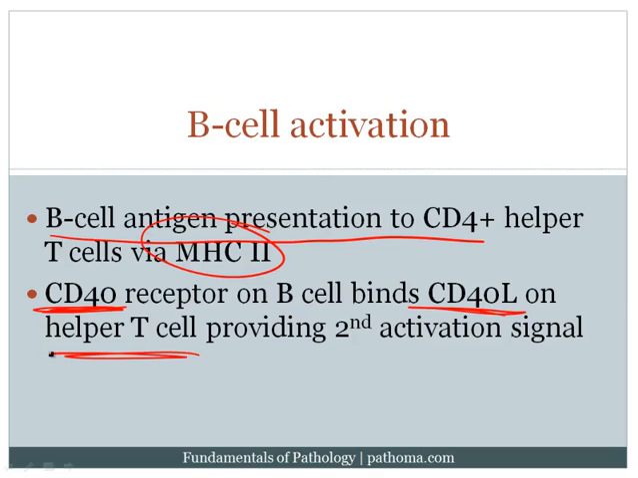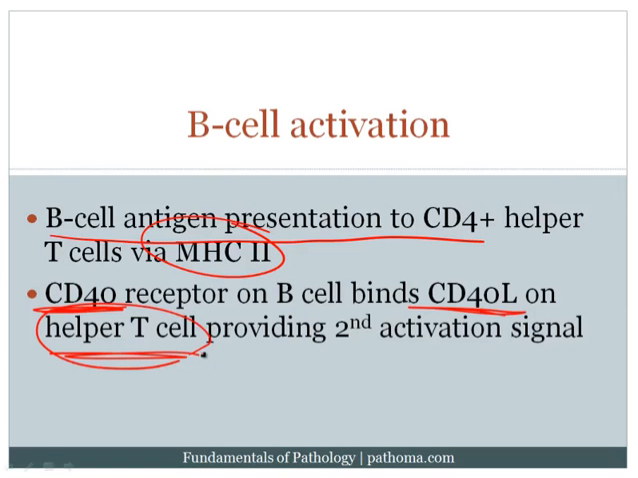But there are two ways by which the B cell can be activated. The first would be for antigen to bind surface IgM, which then causes the B cell to become a plasma cell and secrete IgM. And the second would be for the B cell to consume the antigen, to present the antigen on MHC class 2, for the CD4 positive T cell to then recognize it, and then the B cell would give a second signal, which is CD40, to the helper T cell, and that CD40 second signal would provide the activation signal that would then activate the T cell.